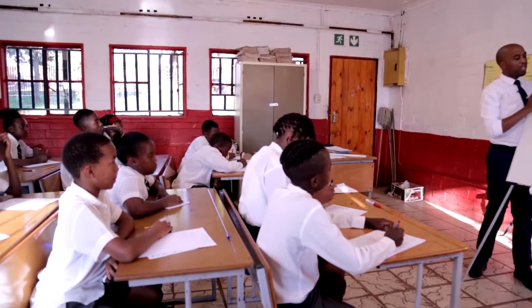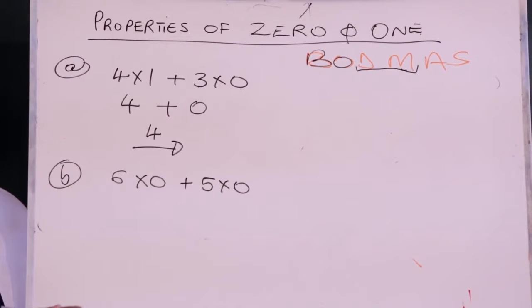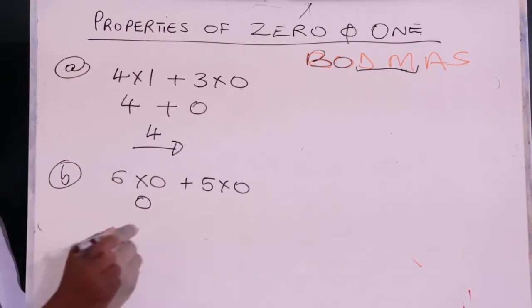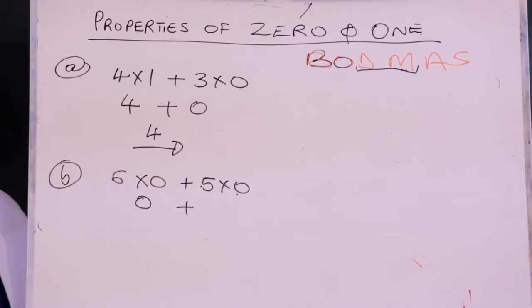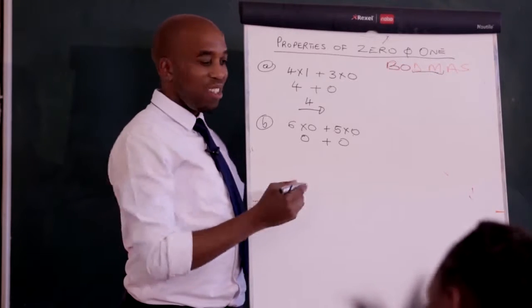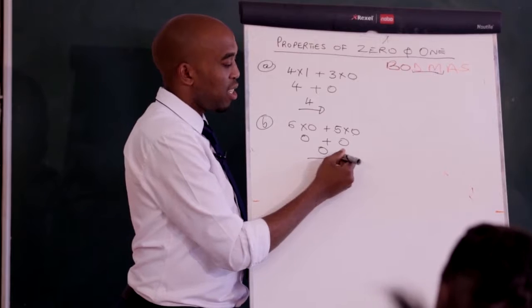Multiplication, yes. So we're going to say 6 times 0? 0. Properties of 0, my classmate. Right. 5 times 0? 0. And then 0 plus 0? 0. That's it. Easy. Right.